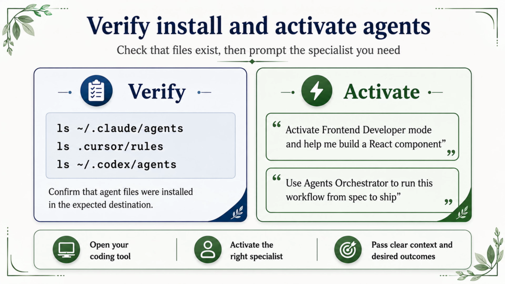Once the files are installed, open your coding tool and activate the specialist you need. For example, you can say, activate front-end developer mode and help me build a React component. Or you can say, use Agents Orchestrator to run this workflow from spec to ship. The key is to pass clear context. Tell the agent your goal, your stack, your files, your constraints, and what output you expect.